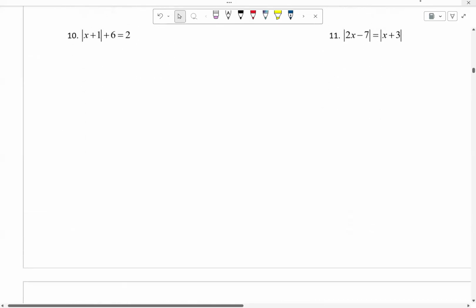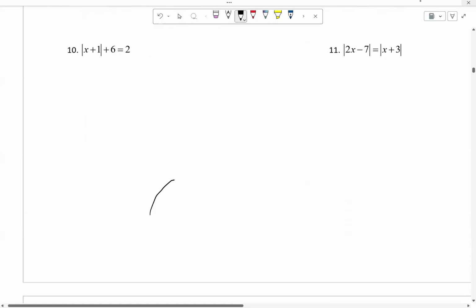Oh, I do have a question for you. Would you please discuss with your neighbor if they know this symbol and this symbol?